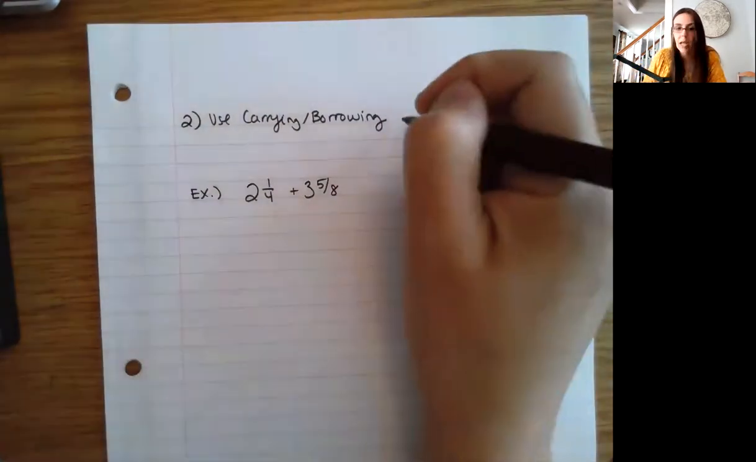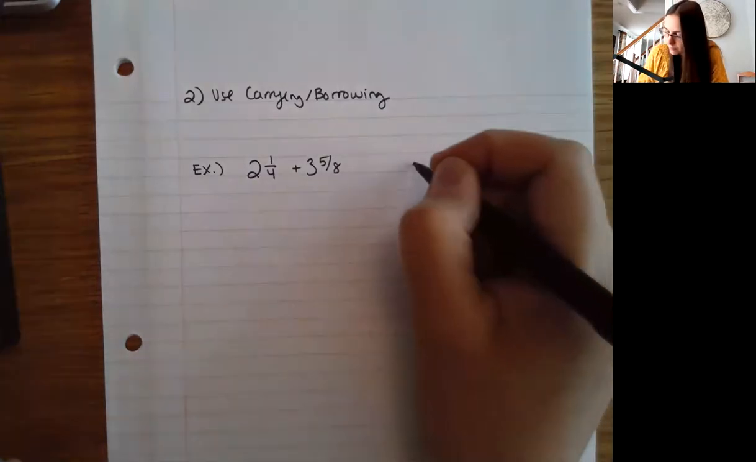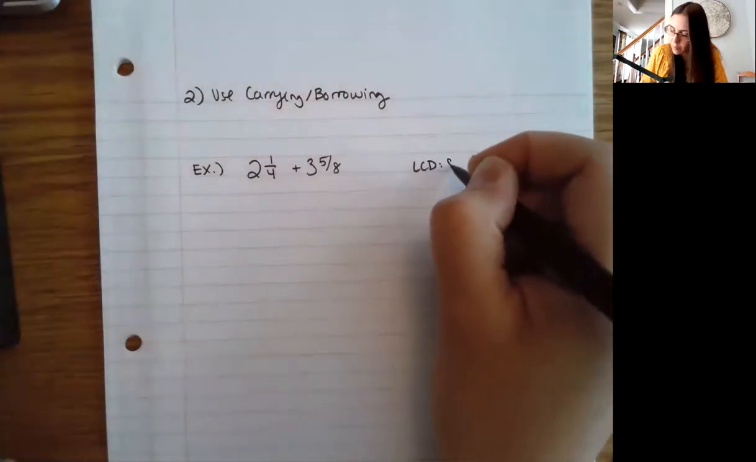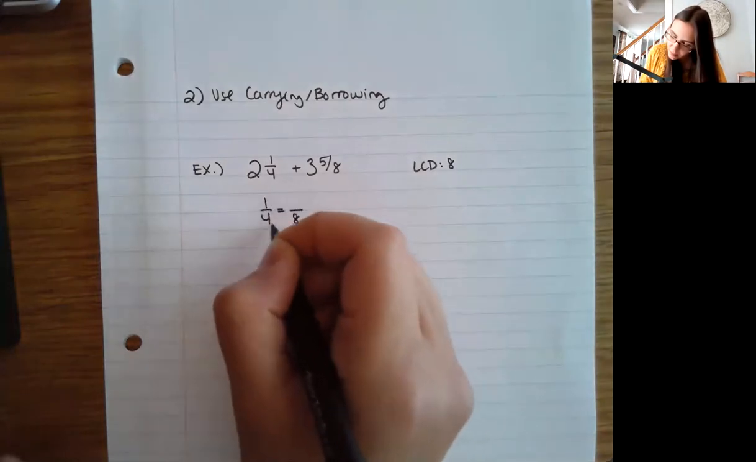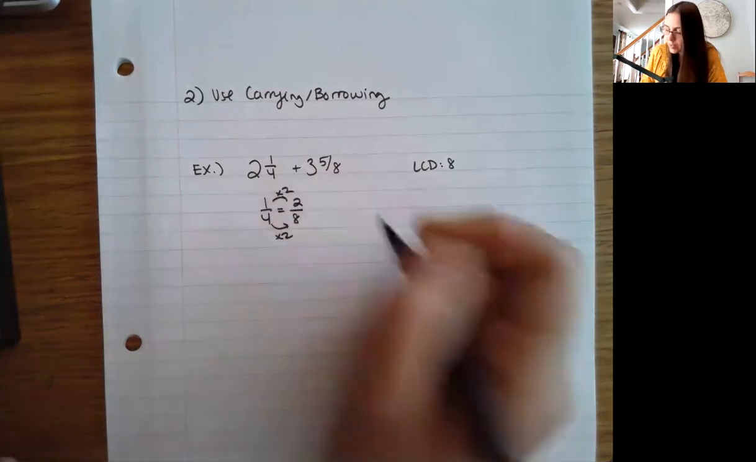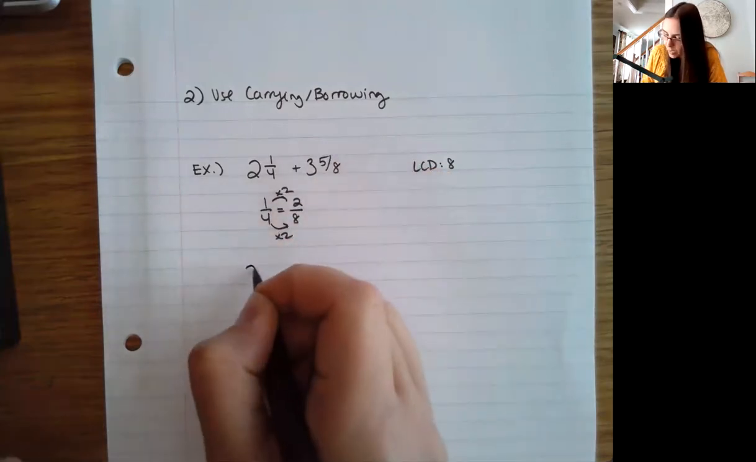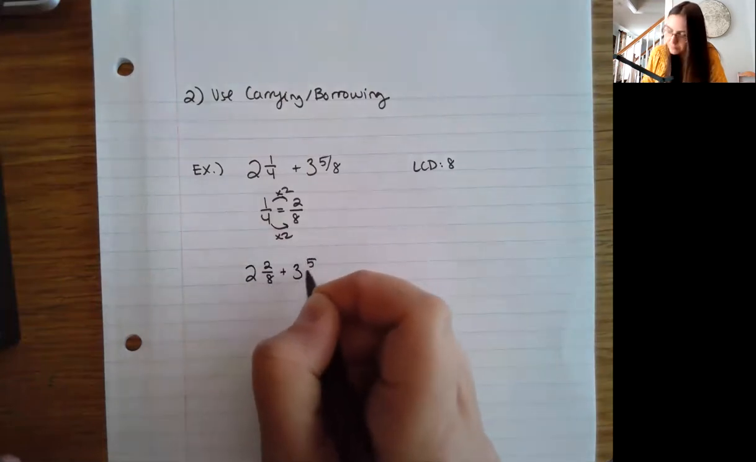So I'm not going to convert to an improper fraction. I'm going to actually use the mixed numbers, but I still need to have common denominators when I add or subtract. So I still need my LCD here, which is 8. And what I'm going to do instead is I actually just convert the fractions over, not the mixed number. And then this one's all set. So this problem becomes 2 2/8 plus 3 5/8.